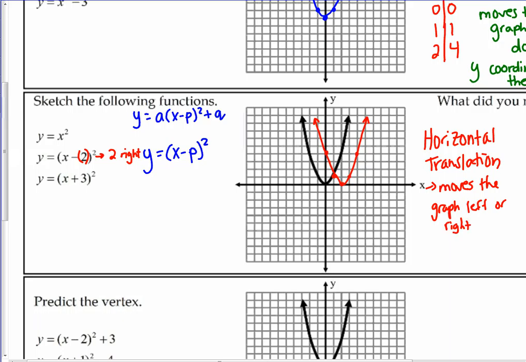Slow down. Sorry, there's just so much I want to get to. What's the vertex of this new graph? 2, 0. So notice that was our p-value. P was 2. So that's going to be the x-coordinate of the vertex.